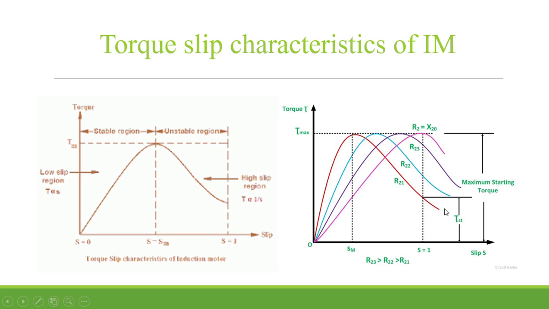For this resistance, the starting torque is this much. For this, the starting torque is this much. And for this, the starting torque is this much. So if you increase the resistance, the starting torque will also increase, and it will reach the maximum when this condition is obtained.